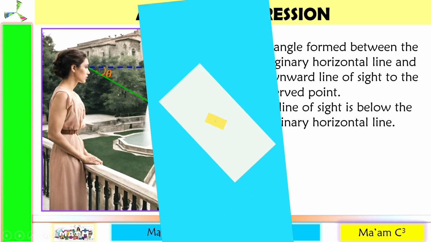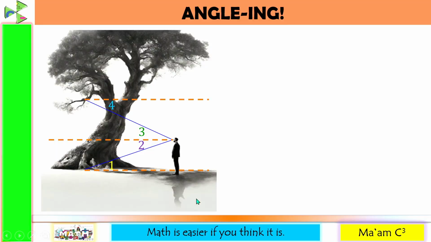Let's have a quick activity. Angling. Let us identify if the angle is an angle of elevation or angle of depression. Here is angle 1. Here is the line of sight and it is above the horizontal line. Therefore, this is angle of elevation. Here is angle 2 and the line of sight is below the horizontal line. So angle 2 is angle of depression.